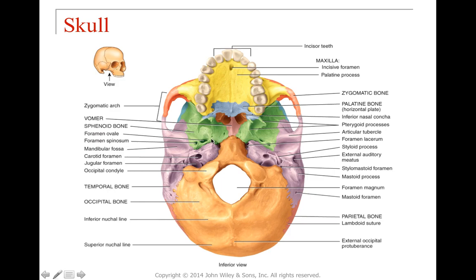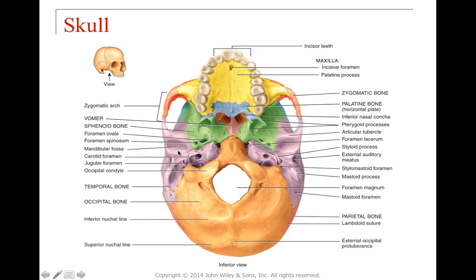The vomer is going to, again, be the one that separates the left and the right side of the nasal cavity. Here we're looking at the sphenoid bone, shown in green. Here we have specialized foramen. Here's the foramen ovale and the foramen spinosum. All right, so now let's look here at the temporal bone. The temporal bone is shown in purple. It also has several processes that I want to point out.